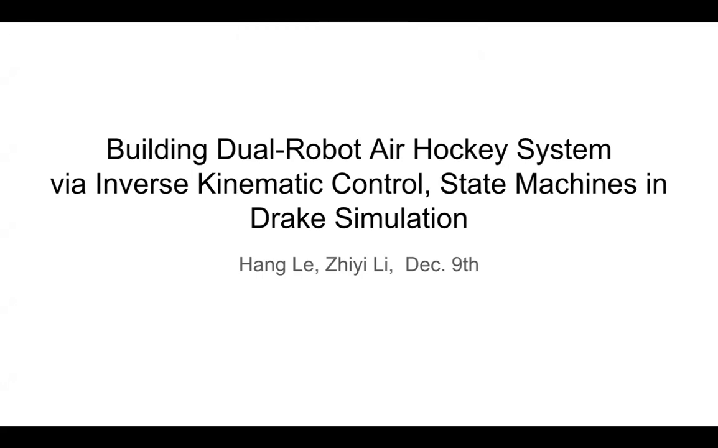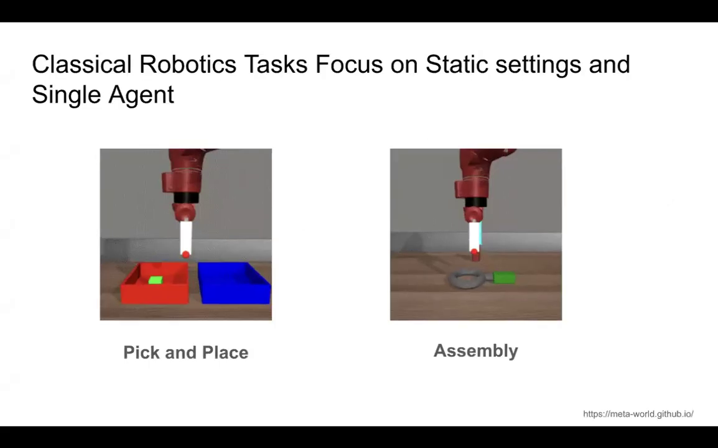Hello everyone. Today we are going to talk about our final project for the robot manipulation course: building a dual robot air hockey system via inverse kinematic control and state machines in Drake simulation.